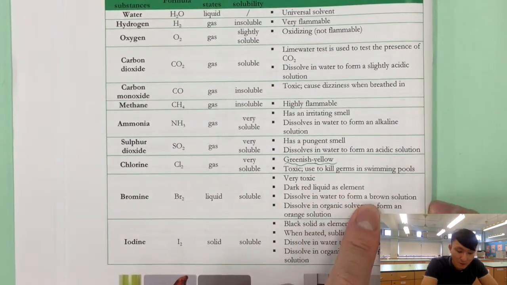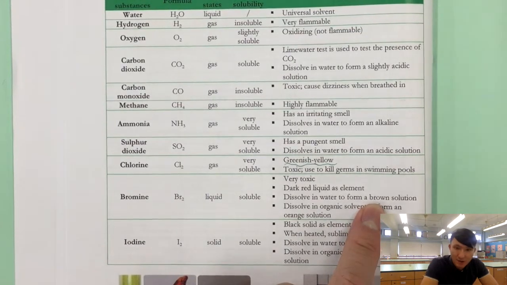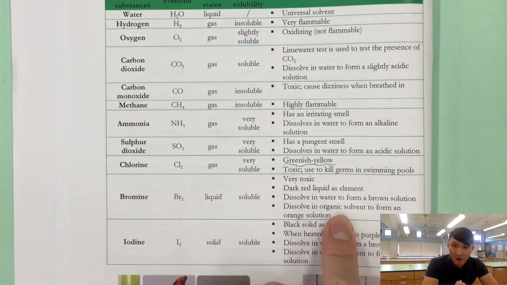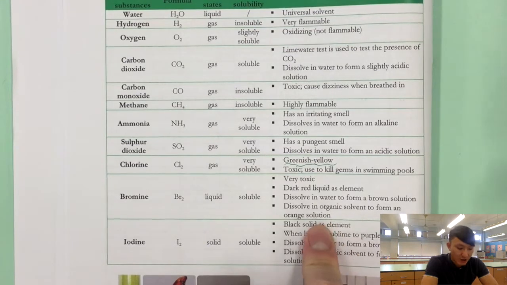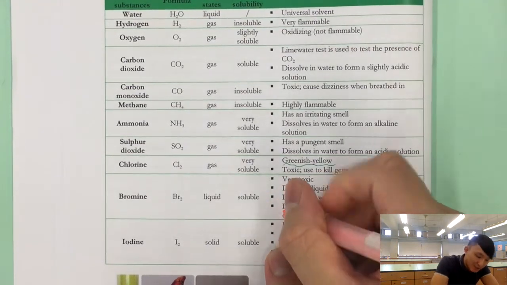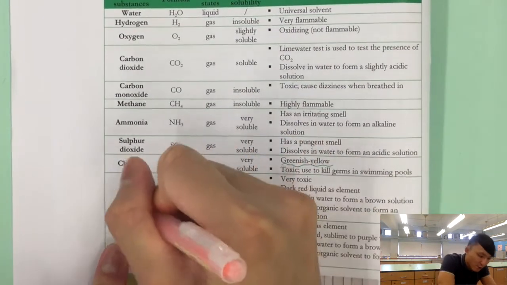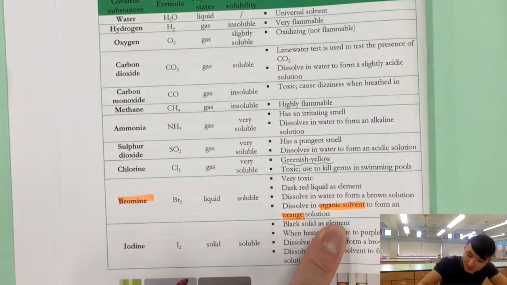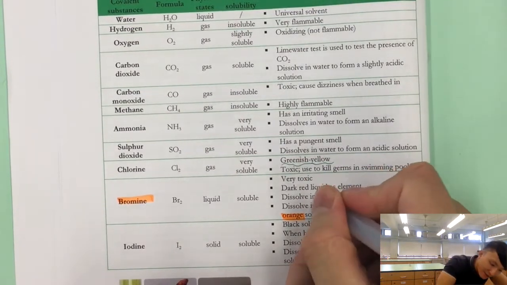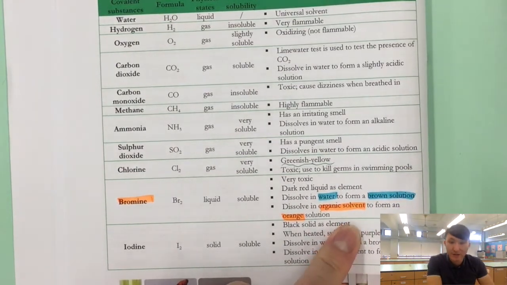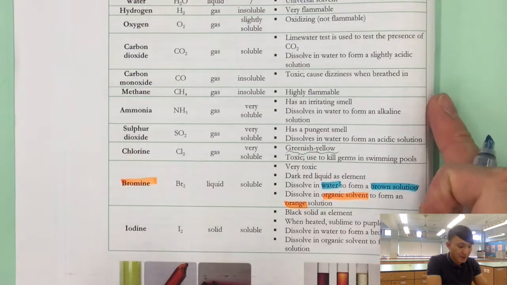When dissolved in water, bromine forms a brown solution. Bear in mind, try to memorize these colors. Bromine dissolves in water to form a brown solution. But if it dissolves in organic solvents such as oil, it actually gives you an orange color. So try to memorize: bromine is orange in organic solvent, and when it dissolves in water, it is brown. This color is frequently asked in exams.